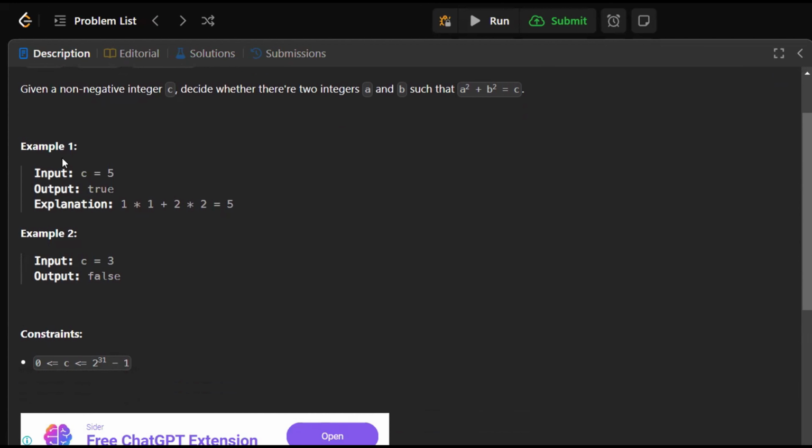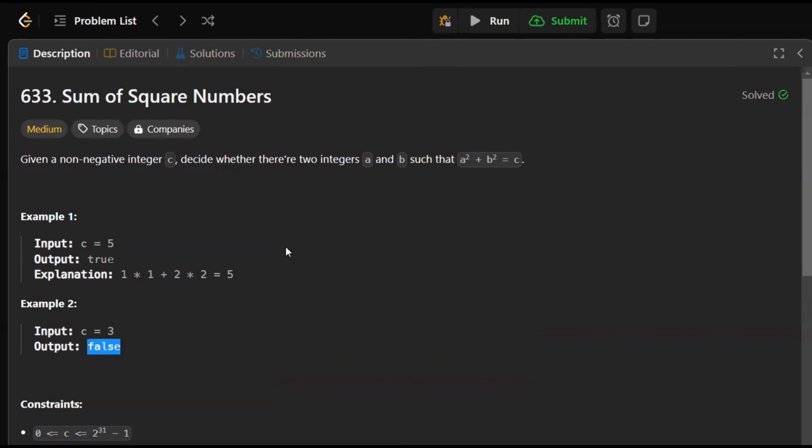Now in the first example, the value of c is 5. So here we can say that 1 square plus 2 square will be equal to 5. So here we have to return true. But for the value 3 in the second test case, it is not possible such that a square plus b square is equal to 3. So here we have to return false.